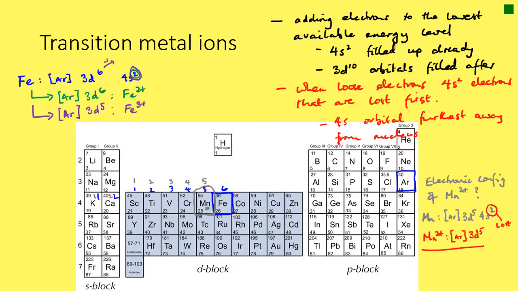Okay, so now we're going to have a look in a little bit more detail at how transition metals form their ions, because there's an important little anomaly here that we want to be aware of. And so first, let's just remind ourselves that when electrons are added to atoms as you're going through the periodic table, going up by one atomic number to the next one, you're adding electrons to the lowest available energy level.